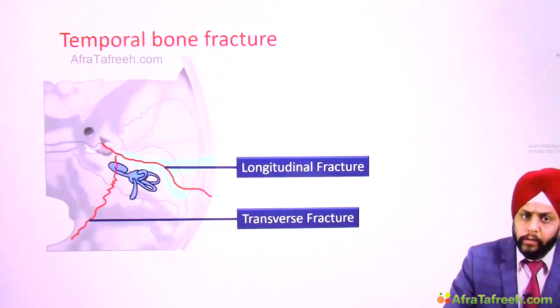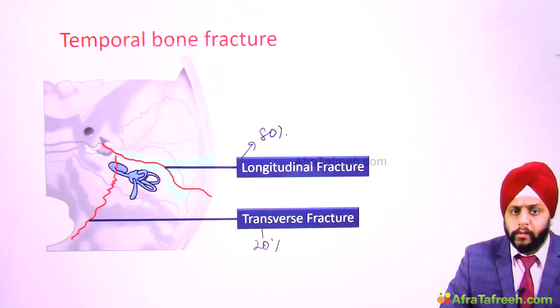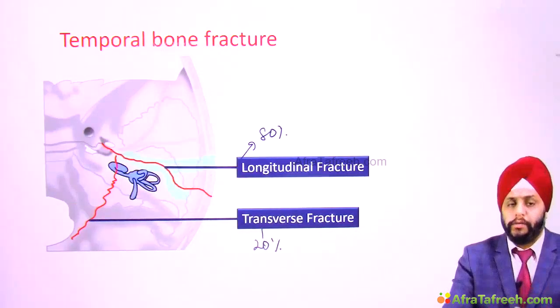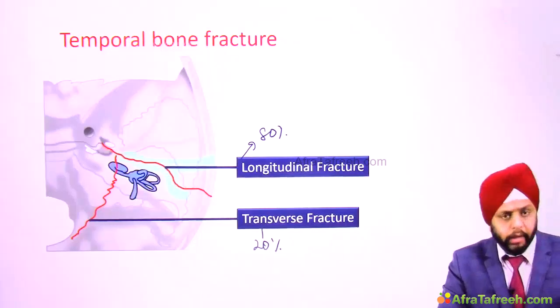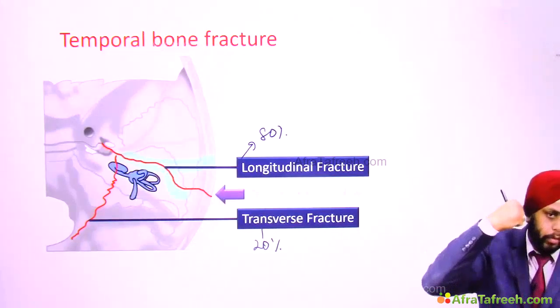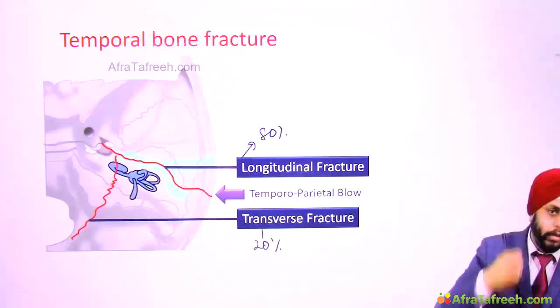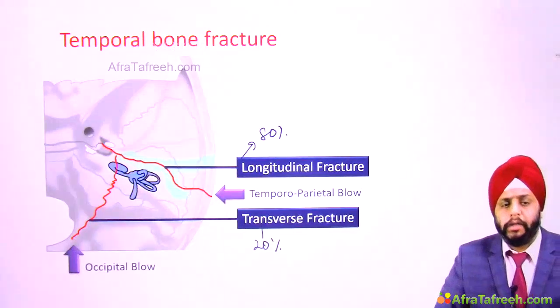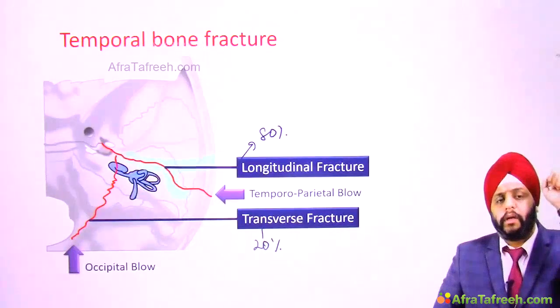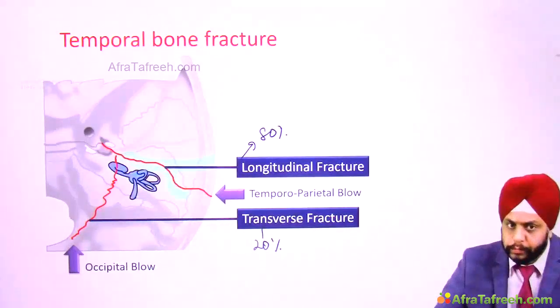Now, longitudinal fractures are more common. 80% of the fractures are said to be longitudinal. Only 20% are said to be transverse fractures. Okay. Now, the longitudinal fractures happen due to temporoparietal blow. So, temporal blow or parietal blow. Whereas transverse fractures happen due to occipital blow. Okay. So, temporoparietal blow, occipital blow.